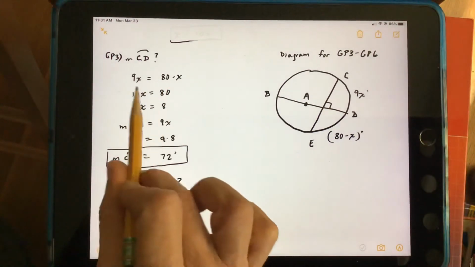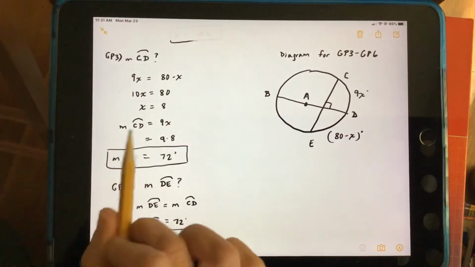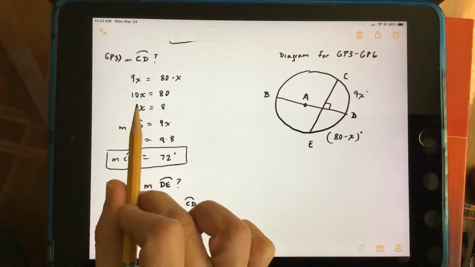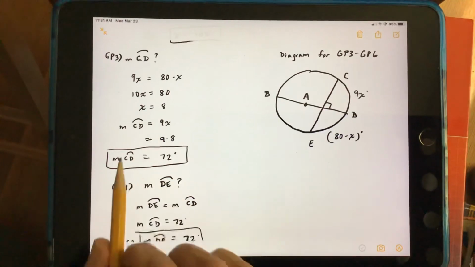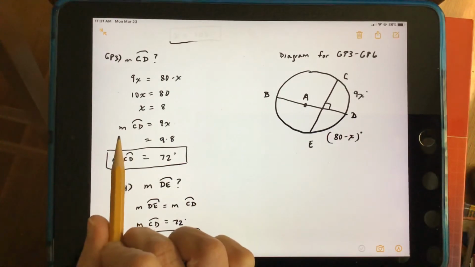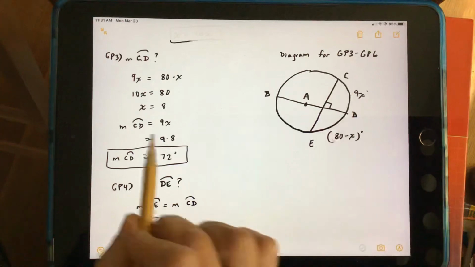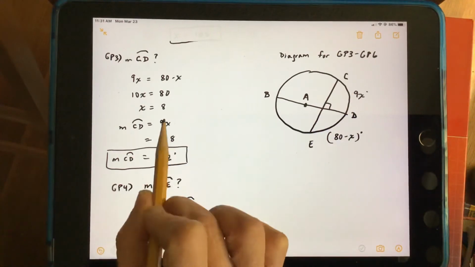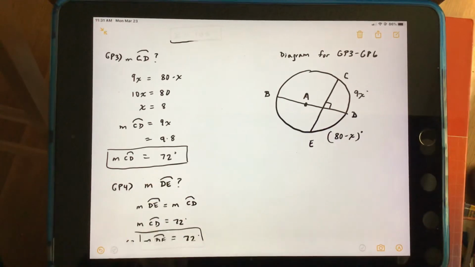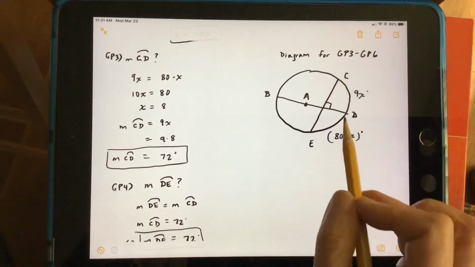That's what we've written over here. 9x is equal to 80 minus x. Adding x to both sides gives us 10x is equal to 80. Dividing both sides by 10 gives us x is equal to 8. And therefore now we can say the measurement of CD must be equal to 9x. Since we know x is 8, we will plug in 8 for x, and 9 times 8 is 72. There's our measurement of CD.